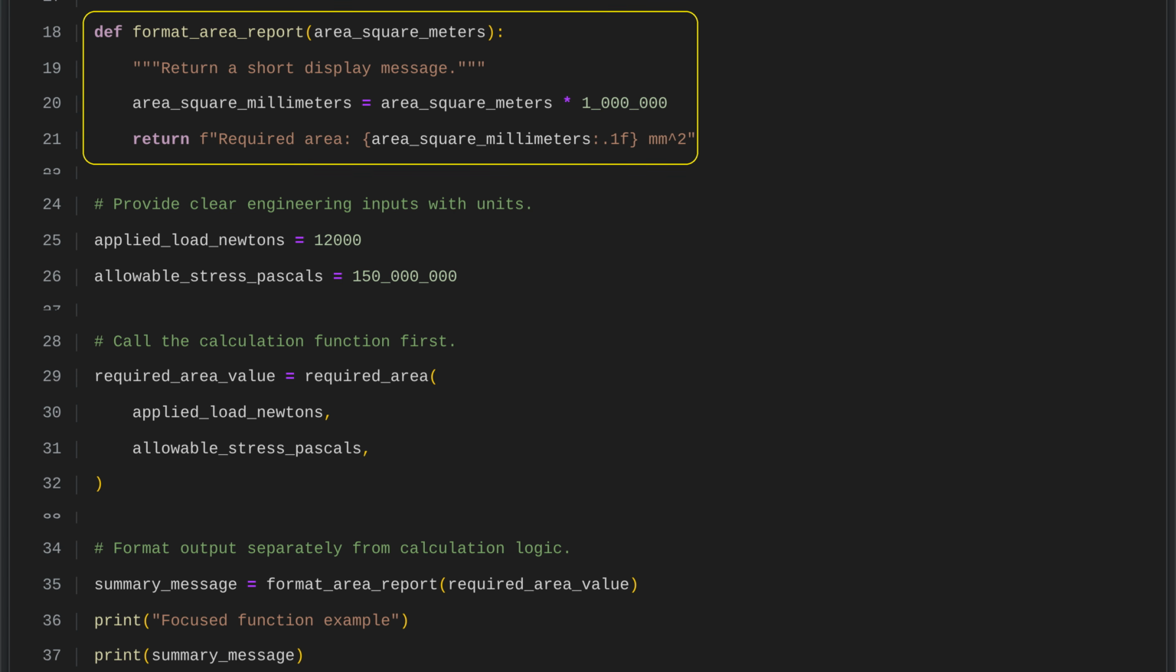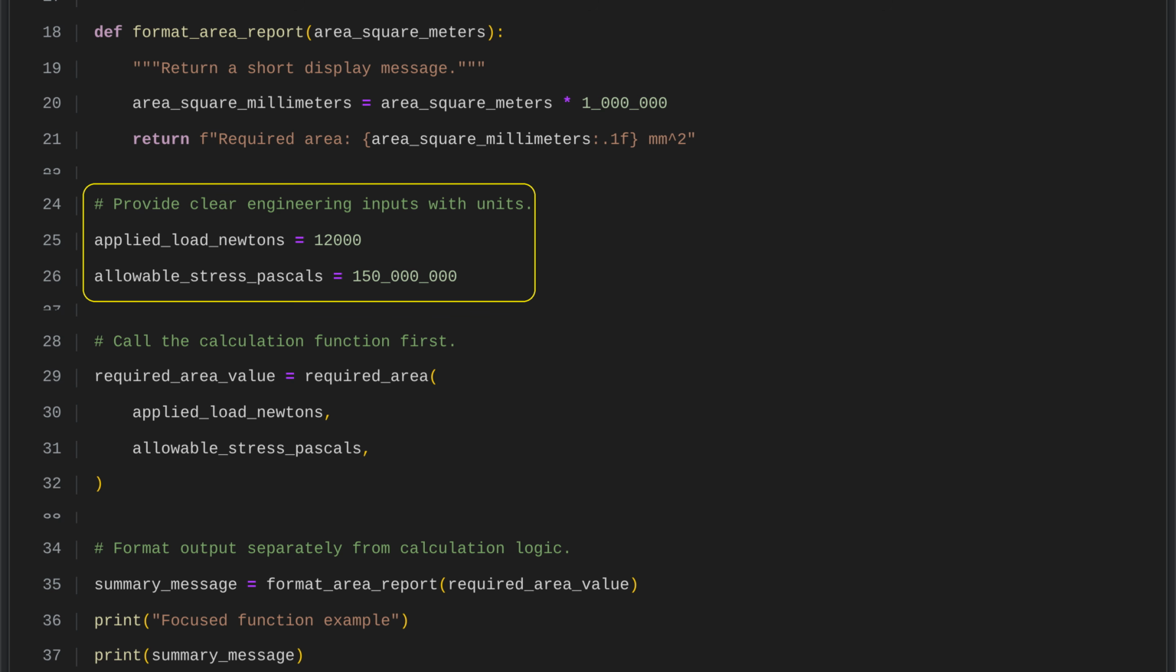The format area report function takes an area in square meters, converts it to square millimeters by multiplying by 1 million, and returns a readable report value. The result is rounded to 1 decimal place and labeled as millimeters squared, making the output clear and user-friendly while keeping presentation separate from the calculation.